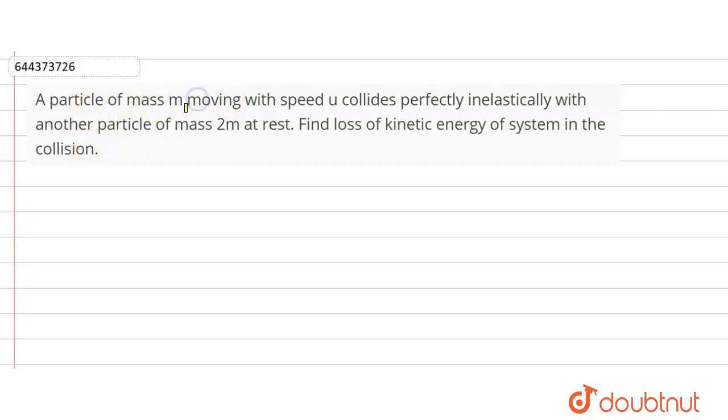Hello friends, question is given here. A particle of mass m moving with a speed u collides perfectly inelastically with another particle of mass 2m at rest. Find the loss in kinetic energy of the system in the collision.